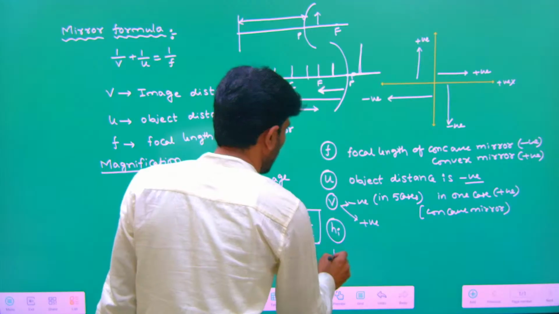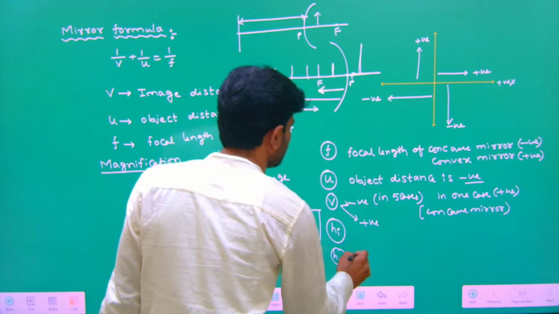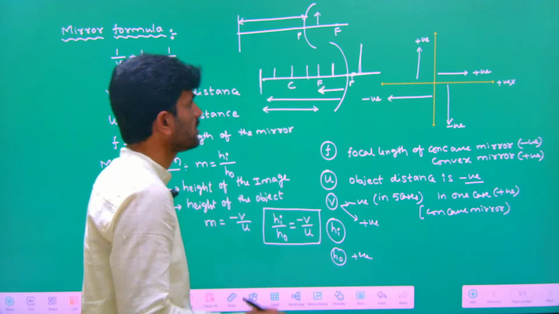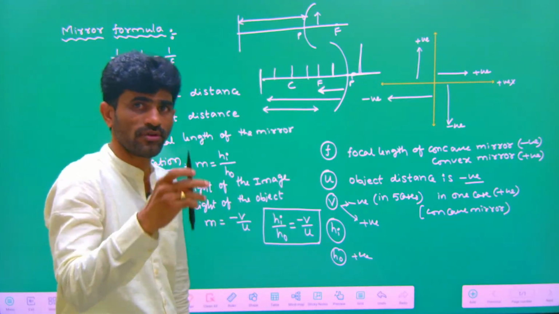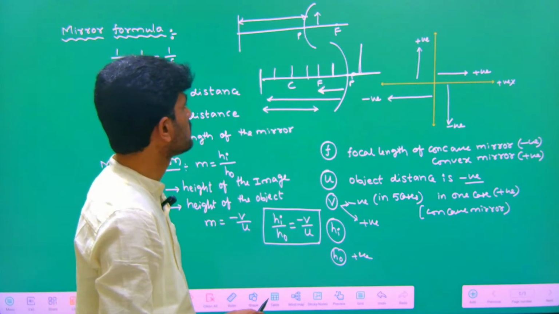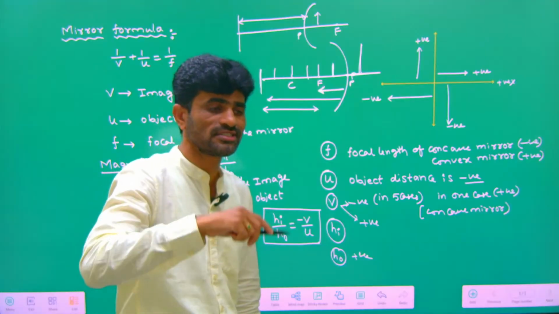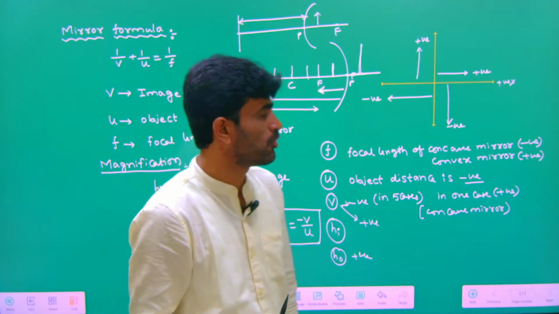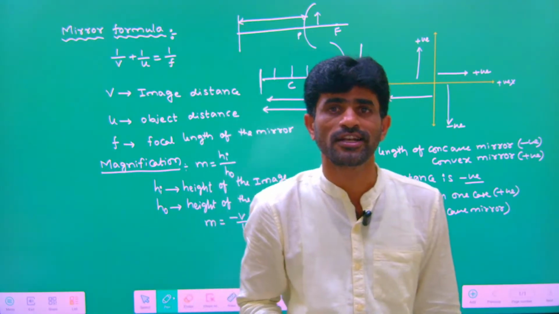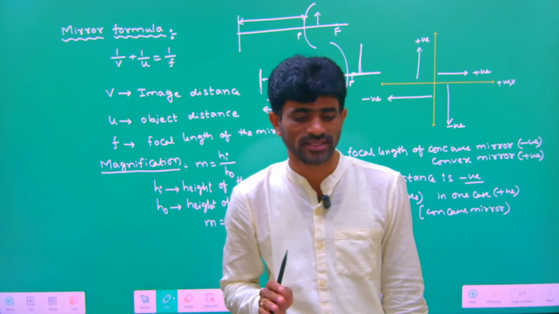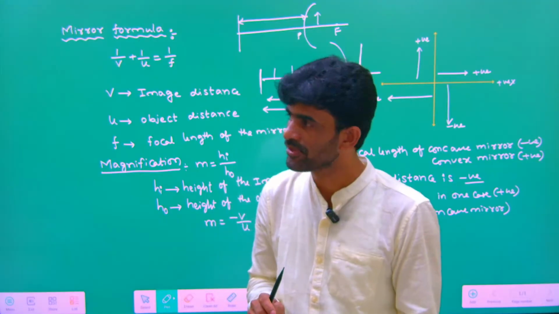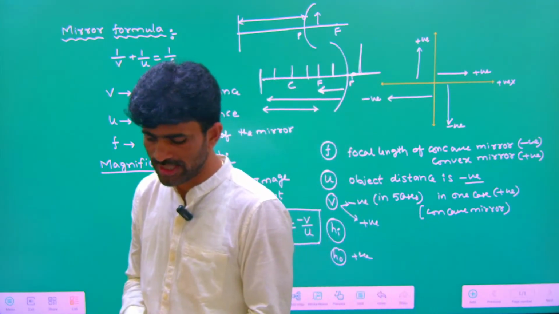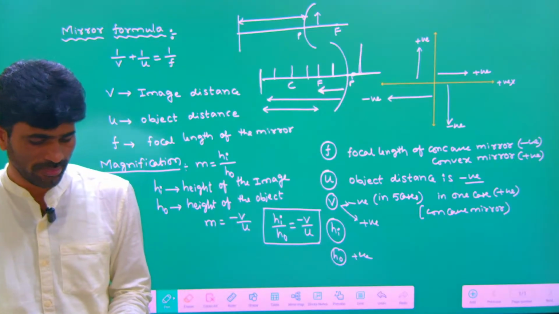So that is okay. The height of the object is always positive, because the object is always kept above the principal axis. So when it is above the principal axis, whatever distance above the principal axis, it is positive. Hope you got some idea about the important formulas related to reflection and how to take the sign convention. So let us do some problems to understand it better.